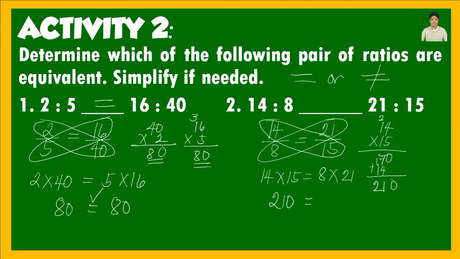Next, 8 times 21. So 21 times 8. 1 times 8, 8. 2 times 8, 16. So the product is 168. As you can see, 210 and 168 are not equal. Therefore, 14 is to 8 and 21 is to 15 are not equivalent ratios. So, we saw that the products that came out are not the same.